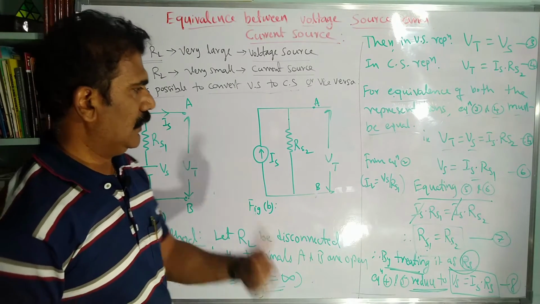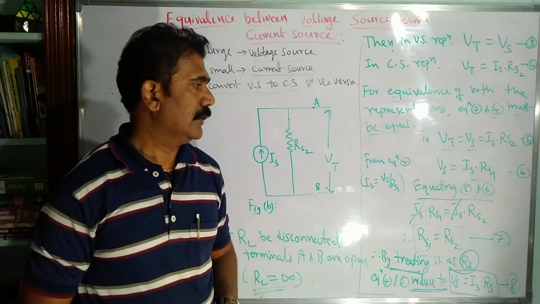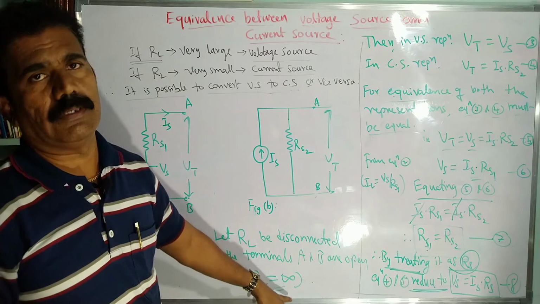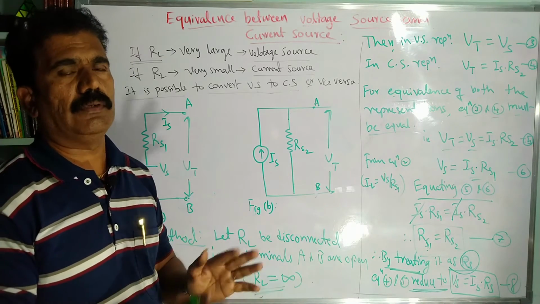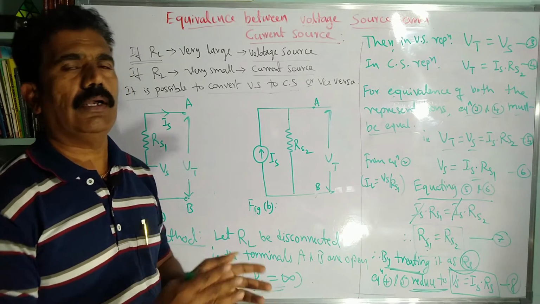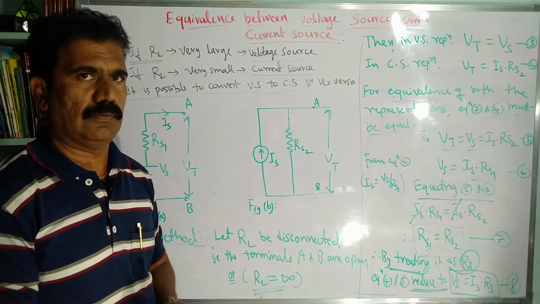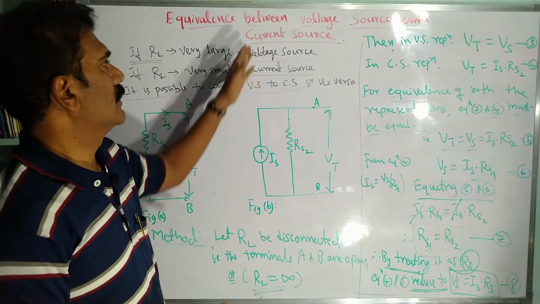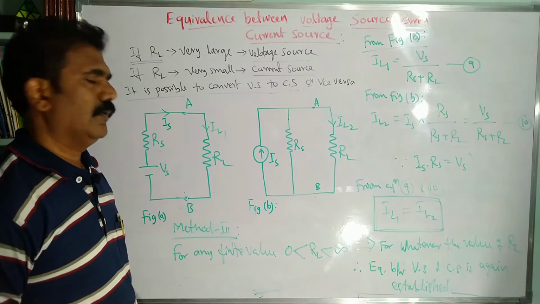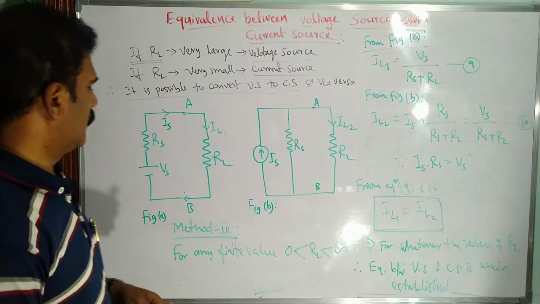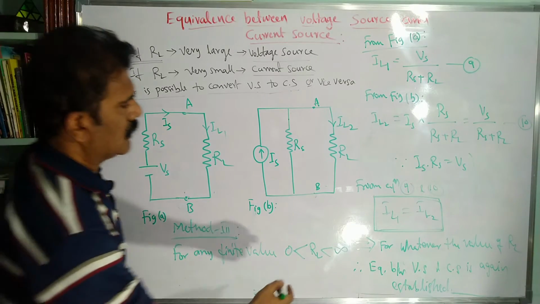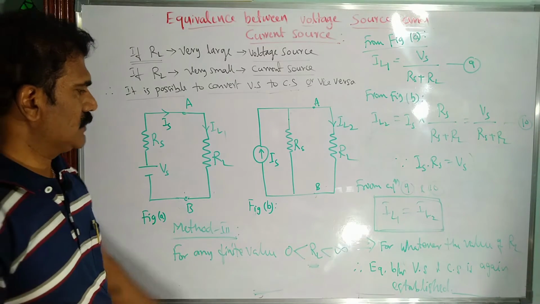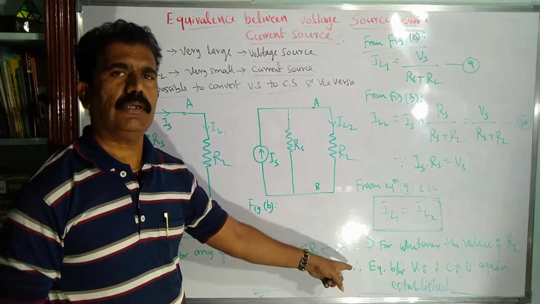Okay, so now let us see the third method, where the load resistor we have to assume is not equal to 0 or not equal to infinity. It is in between. It may take any finite value between 0 and infinity. With that condition, how can we make the equivalence between voltage source and current source? Now look at the third method. As I said, you have to consider the value of load resistor may be any finite value, that means it is greater than 0 and less than infinity.